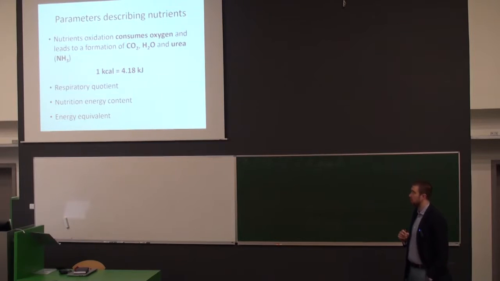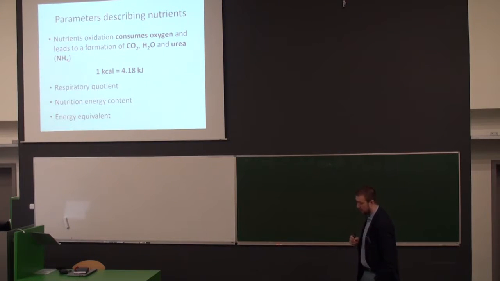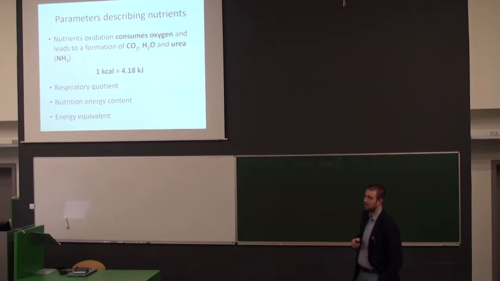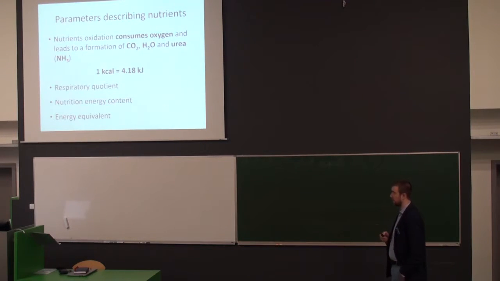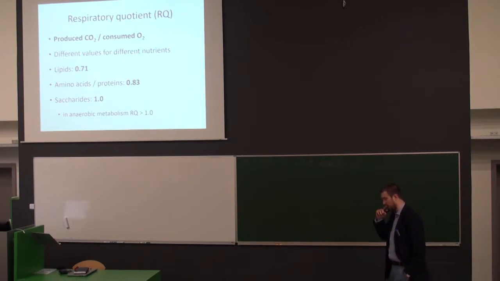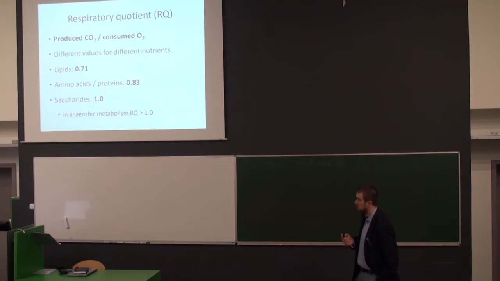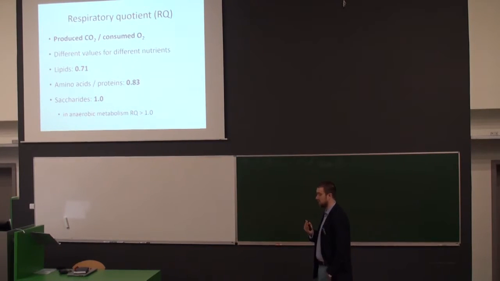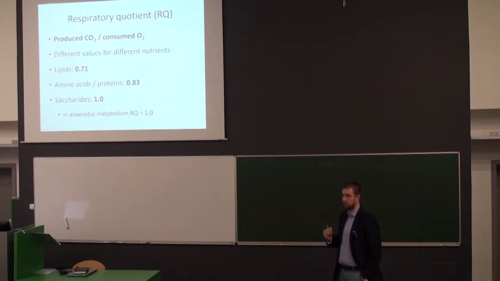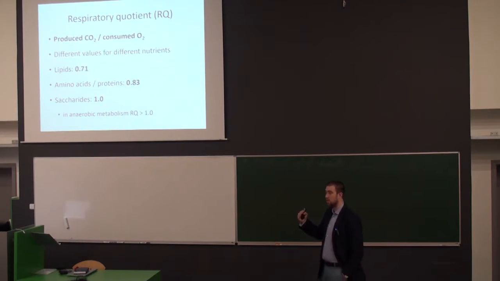And these units we will use to define some parameters that will describe our nutrients. The first, the respiratory coefficient, is unitless, so there are no units. As you know, this is the ratio between the production of carbon dioxide from some unit over the consumption of oxygen. So you take a nutrient, you burn it.